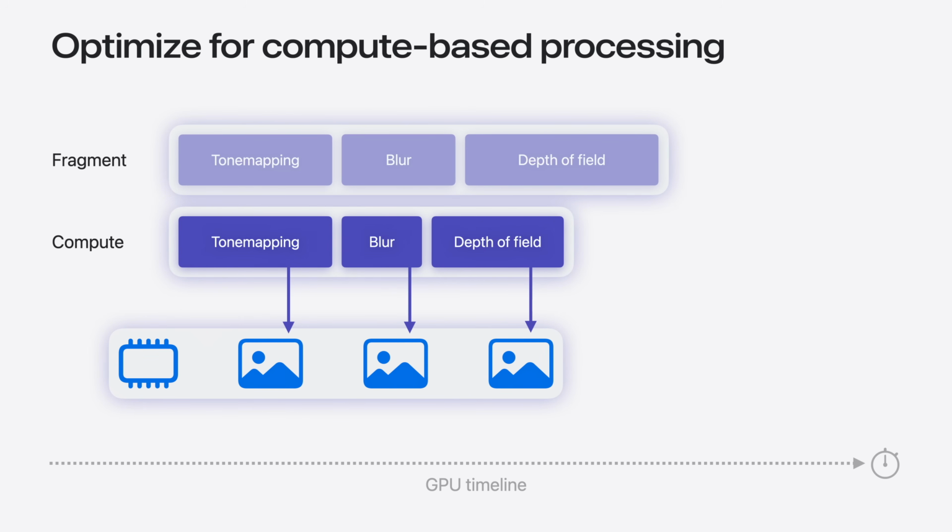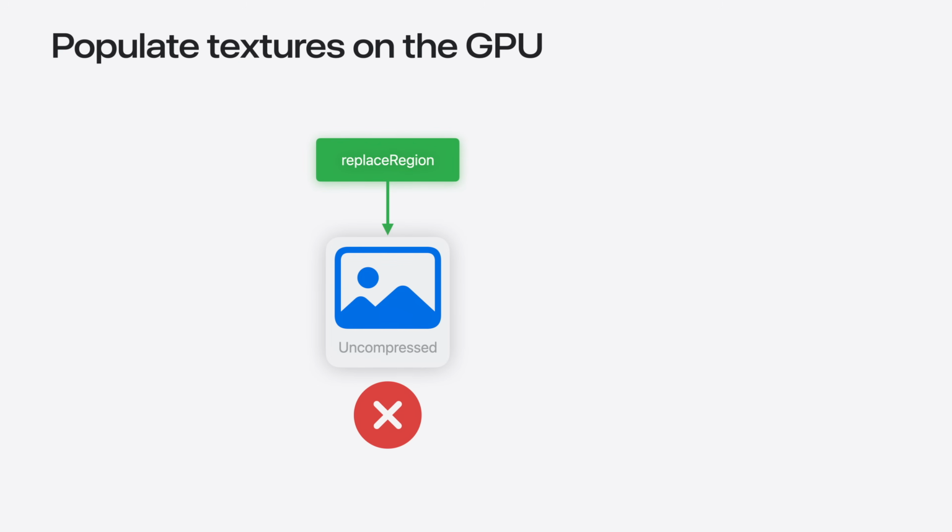With compute, you have access to thread group memory and finer control over your dispatch dimensions. When you call replace region, you're using a CPU-side function that copies data directly into texture memory. It bypasses the GPU entirely, so the data never gets compressed. It just sits in memory uncompressed, and you miss out on bandwidth savings.